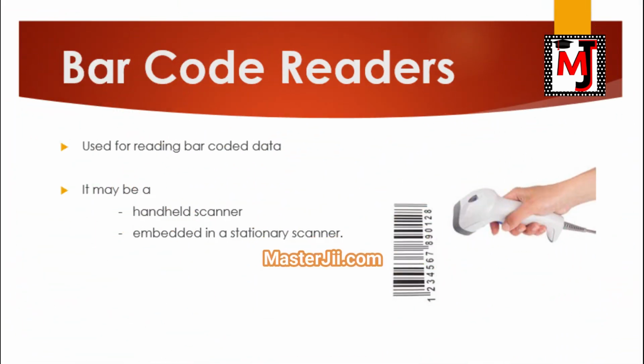Barcode readers. Barcode reader is a device used for reading barcoded data, that is data in the form of light and dark lines. Barcoded data is generally used in labeling goods and numbering books. It may be a handheld scanner or may be embedded in a stationary scanner. Barcode reader scans a barcode image, converts it into an alphanumeric value, which is then fed to the computer that the barcode reader is connected to.